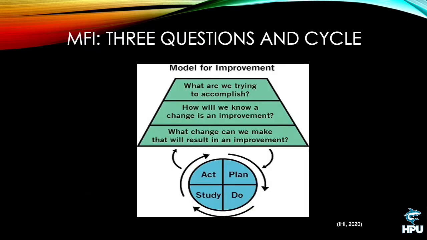The Model for Improvement begins with 3 fundamental questions. What are we trying to accomplish? That's the aim. How will we know the change is an improvement? This is the measure. And then our last question is, what change can we make that would result in improvement? These are the changes you will test. And then the last one is the cycles.